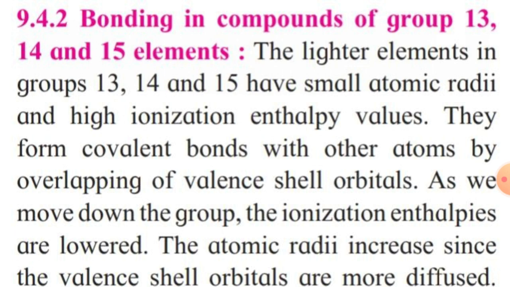As we are moving down the group, in the respective groups 13, 14 and 15, the atomic radii increases. As atomic radii increases, their ionization enthalpy decreases. Fine. So, here the atomic radii increases since the valence shell orbitals are more diffuse. Down the group, as the atomic radii is increasing, their ionization enthalpy will decrease. Hence, the valence shell orbitals will be more diffuse.